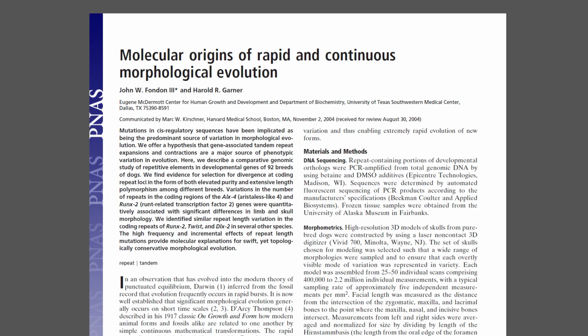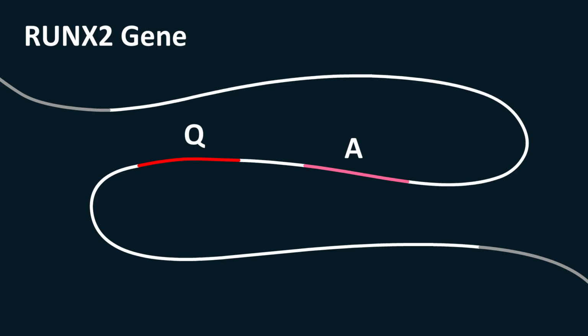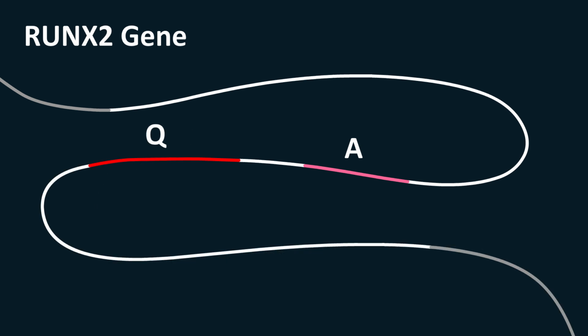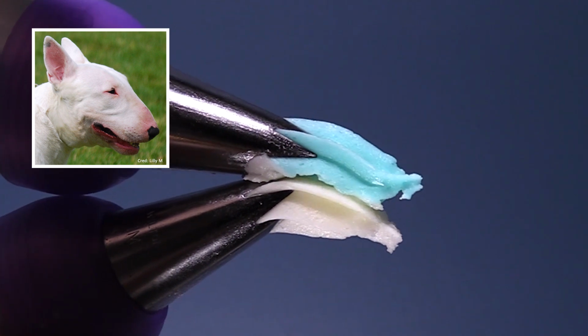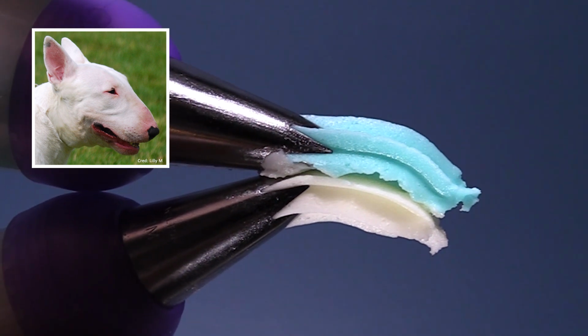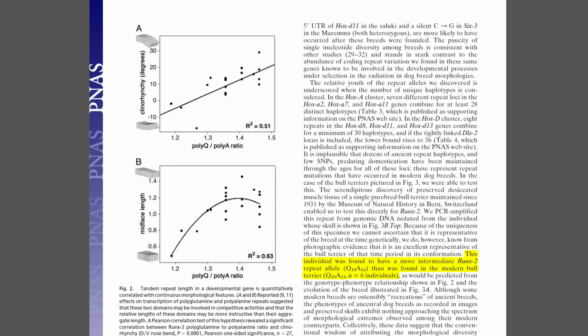What scientists found in this 2004 paper called Molecular Origins of Rapid and Continuous Morphological Evolution is that any mutation that increases the length of Q, segment Q in this gene, relative to segment A, causes the top of the snout to grow faster than normal. In other words, this is exactly what we see in the bull terrier because the top of the snout is growing faster than the bottom of the snout. And check this out. They actually found that bull terriers have an extremely long Q compared to A segment in this gene, in the RUNX2 gene.